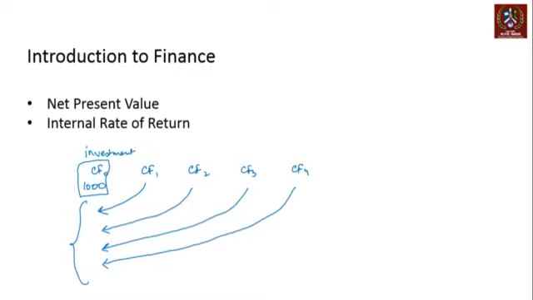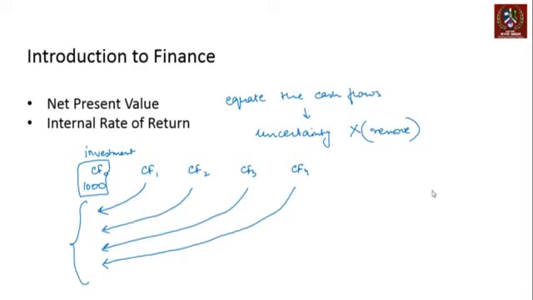So conceptually, what we are trying to do is equate the cash flows. In other words, there is an uncertainty with the cash flow being in the future. We are trying to remove this uncertainty by bringing the value of the cash flows to today's point. Once we do that, it is comparable to the investments that we are going to make today. And we can then do a simple mathematical calculation to find out whether it makes sense to pay 1,000 today for something that is going to give me 1,200 tomorrow, right?